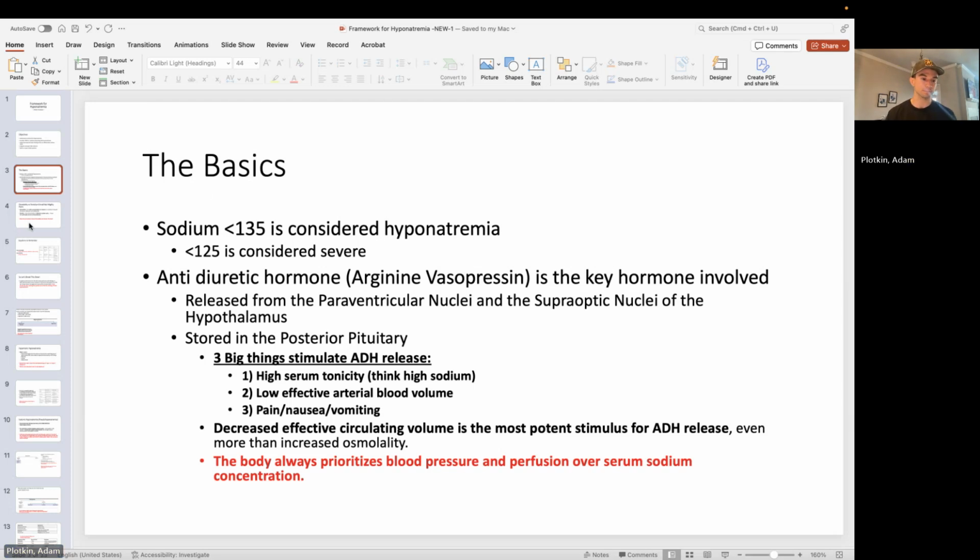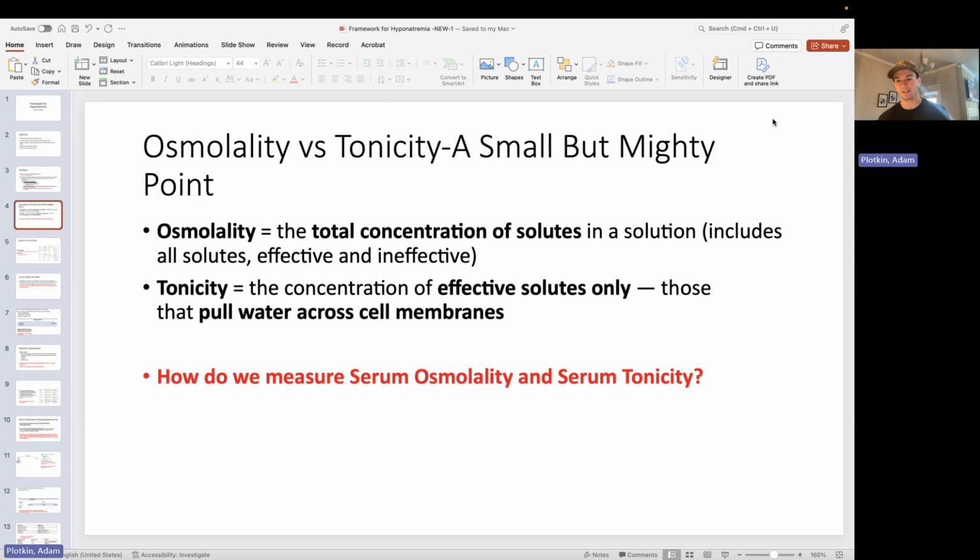All right. So moving forward, this is a small but mighty topic that we need to talk about: the difference between osmolality and tonicity. And they're not going to teach you this on Sketchy or Boards and Beyond, right? But I'm going to teach it to you. So osmolality is the total concentration of solutes in the solution. So this includes all solutes, both effective and ineffective solutes.